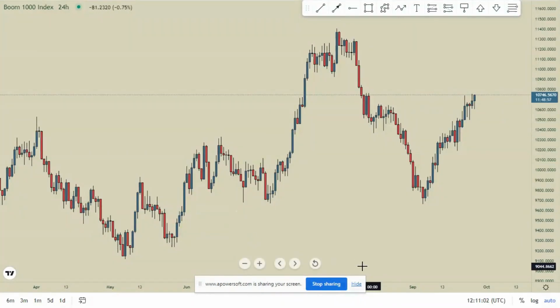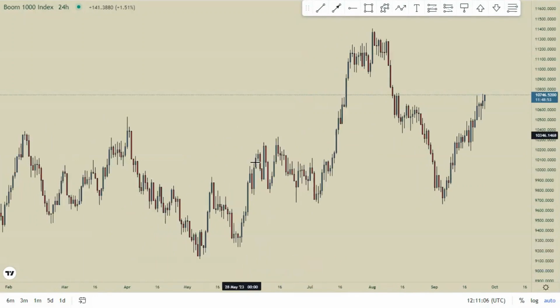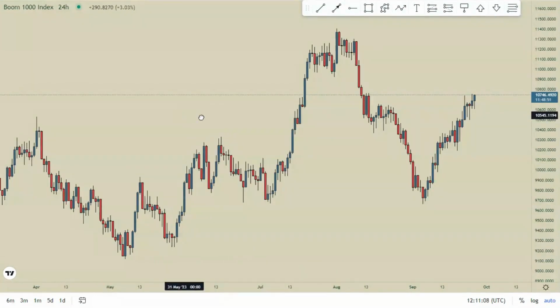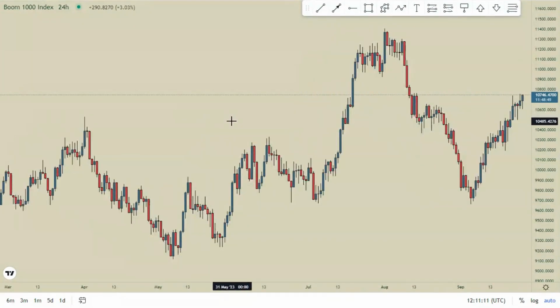So today we are going to be looking at supply and demand for boom and crash. I'm going to be sharing my approach. By the way, this approach works. I use it so much on synthetic indices when I'm trading synthetic indices.